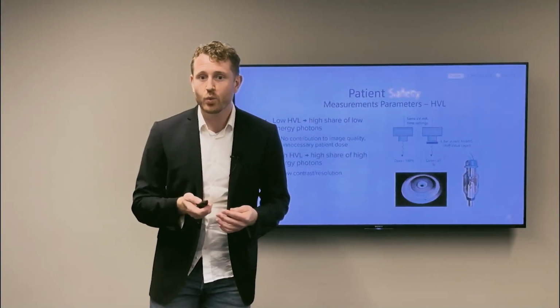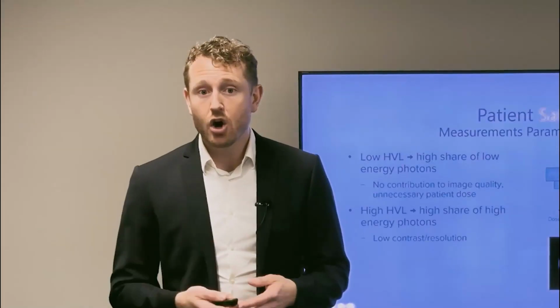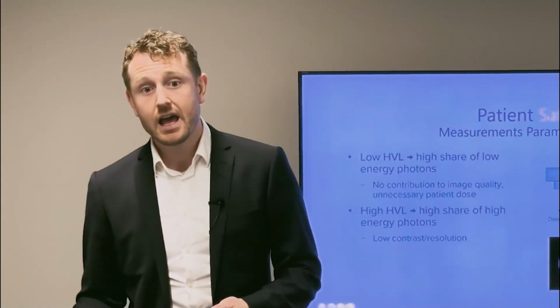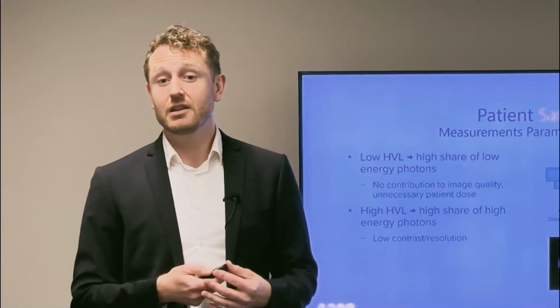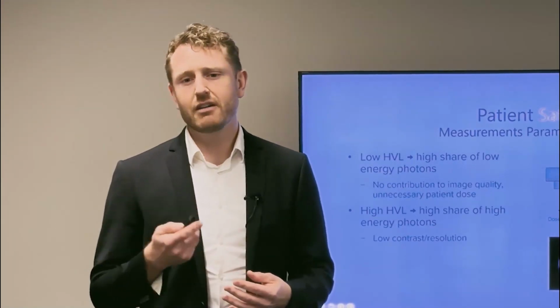More shielding will affect the half value layer, HVL. A low HVL means a bigger share of low energy photons compared to a high HVL. And a change in HVL means a change in beam quality, which affects the X-ray image quality.